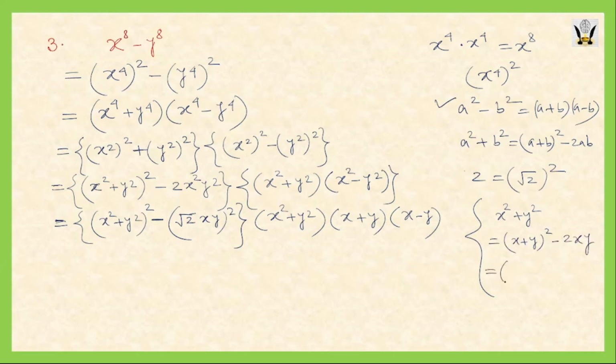And further we can think this way, that x plus y whole square, and 2 means again root 2, and xy means we can think that root x and root y, and then whole square. So it again has the format a square minus b square. So we can think that it can be written as x plus y then plus root 2xy. This will be one factor, and then we can further write x plus y and then minus root 2xy, means x plus y is our a, root 2xy is our b, and a plus b, a minus b.